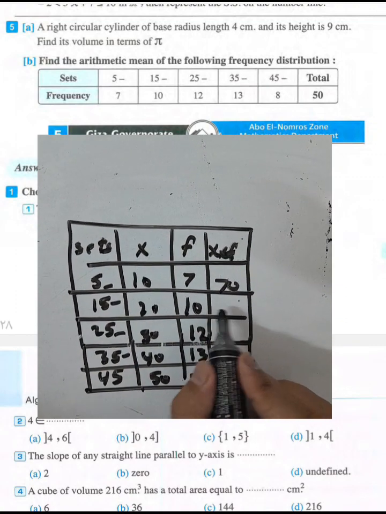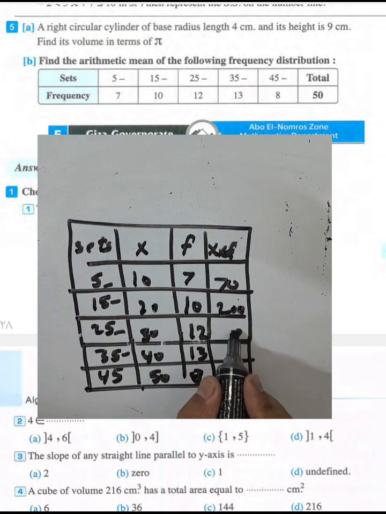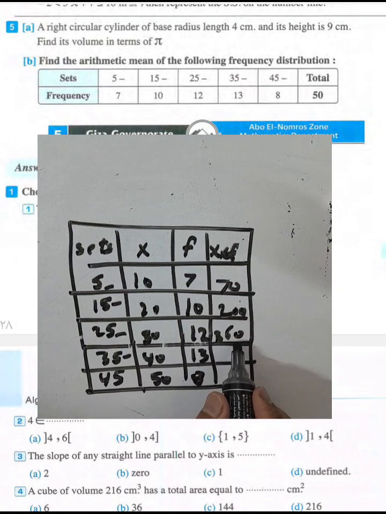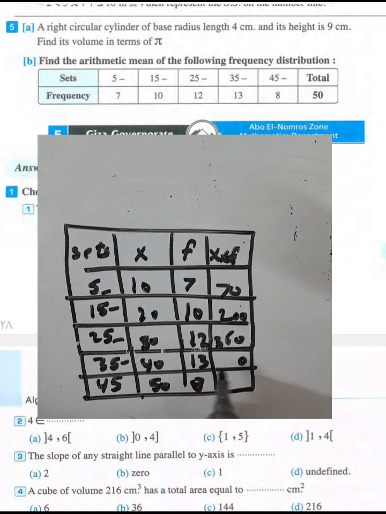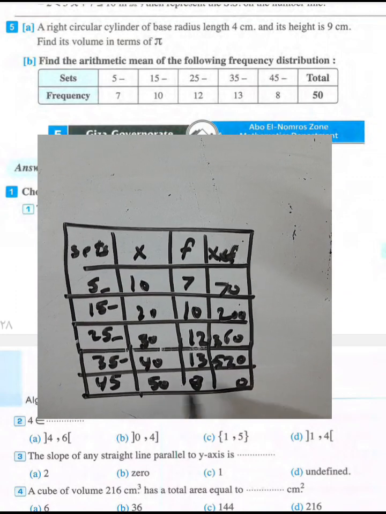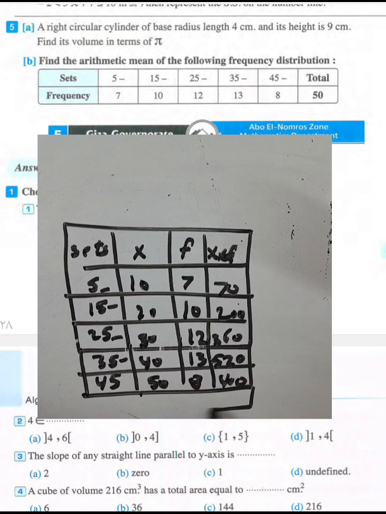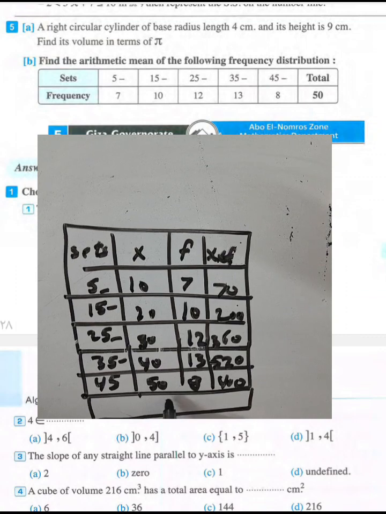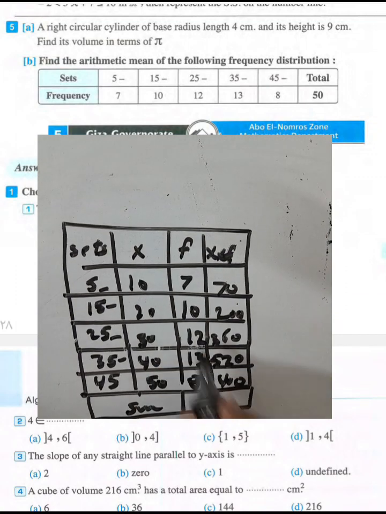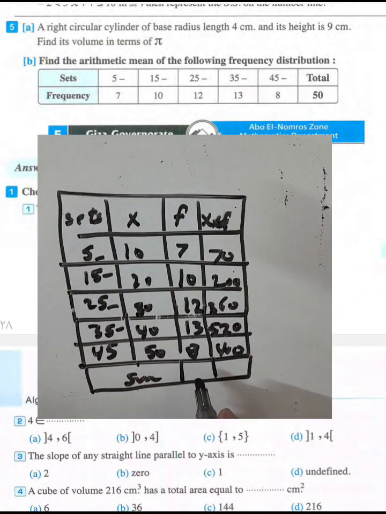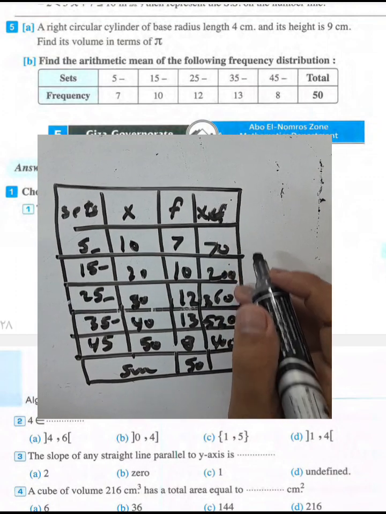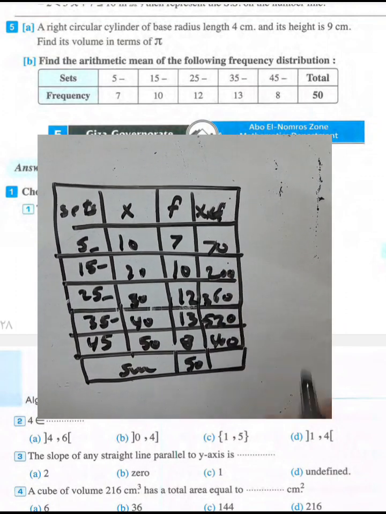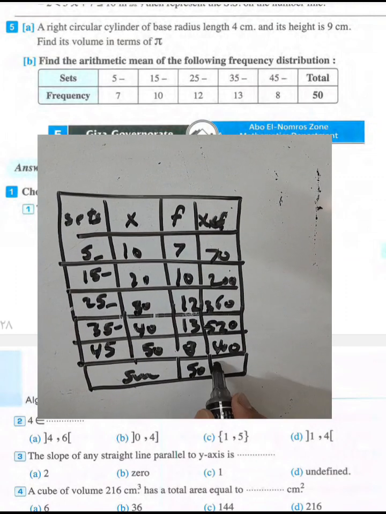The product of 7 and 10 is 70. 10 times 20 is 200. 12 times 30 is 360. 13 times 40 is 520, since 4 times 13 equals 52 and we write the 0. 8 times 50 is 400. Then we can find the total: the sum of all the frequencies, in this example, is 50. Then 70 plus 200 plus 360 plus 520 plus 400.